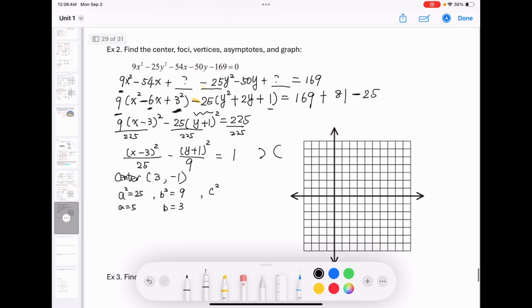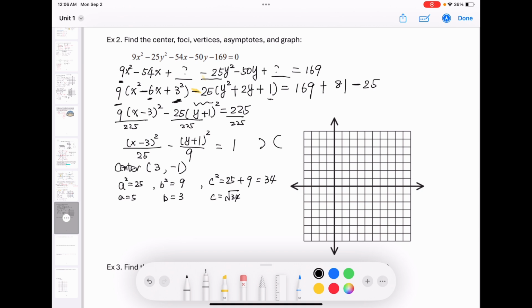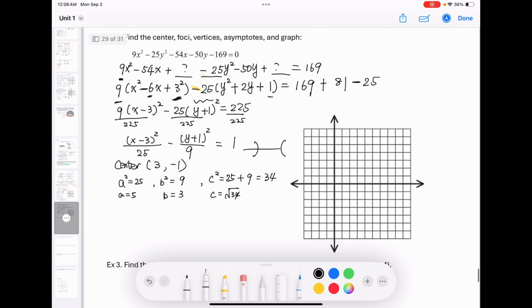How about c? C squared is equal to a squared plus b squared, so 25 plus 9. So what is that? It is 34. So c, with square root of both sides, is square root of 34. Now we have the a, b, c values, and then we can make a beautiful sketch. This is my graph. So based on the center, move to the left and right a units. Move to the left and right c units. We move up and down b units.